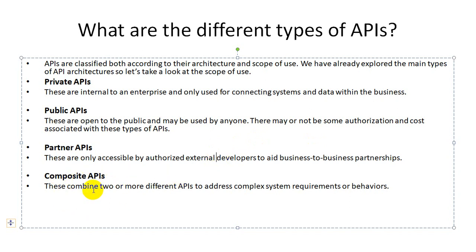Composite APIs. These combine two or more different APIs to address complex system requirements or behavior. So there are basically four types of APIs: private, public, partner, and composite.